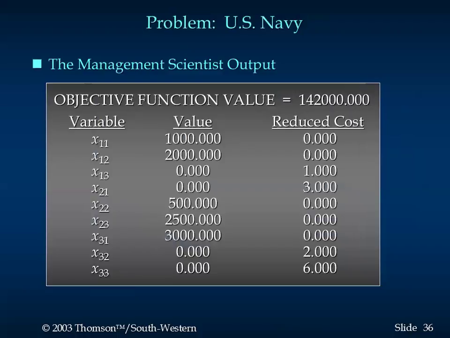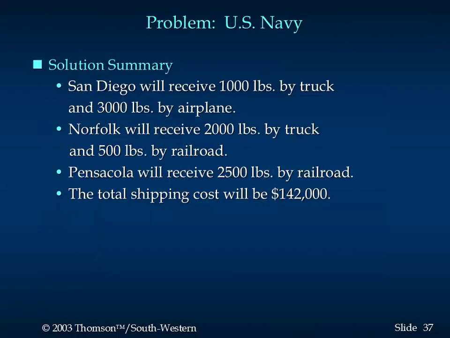$142,000. Notice these particular routes: truck to Pensacola, railway to San Diego, airplane to Norfolk and Pensacola will increase the cost. If we use those routes, it will increase the cost by that amount. So those are the reduced costs.